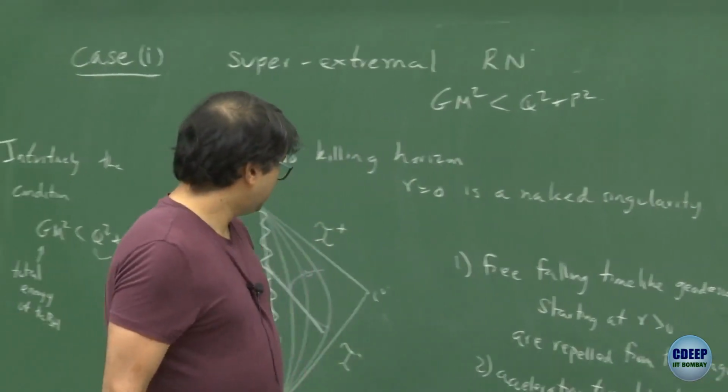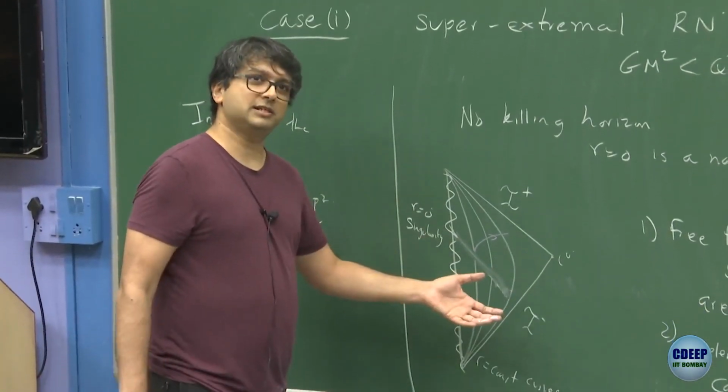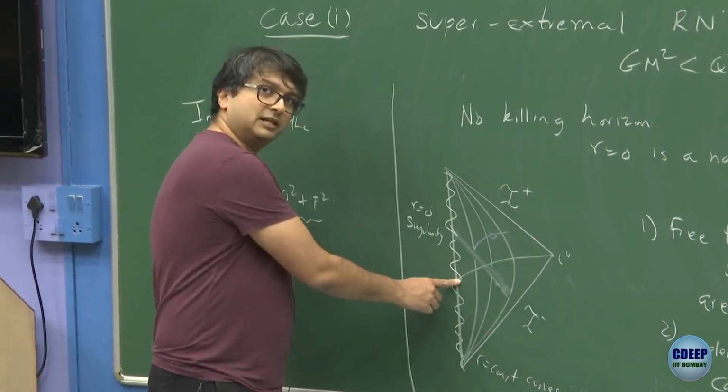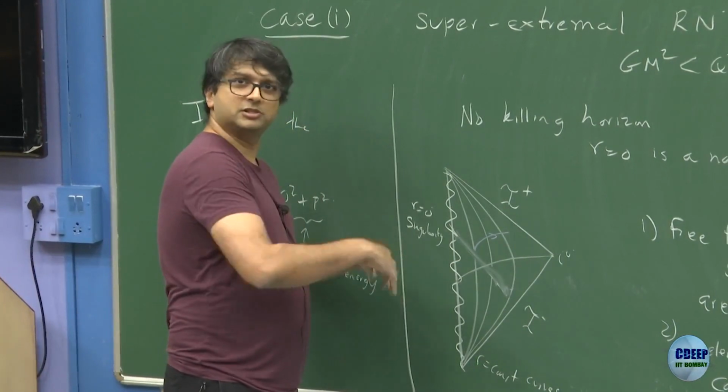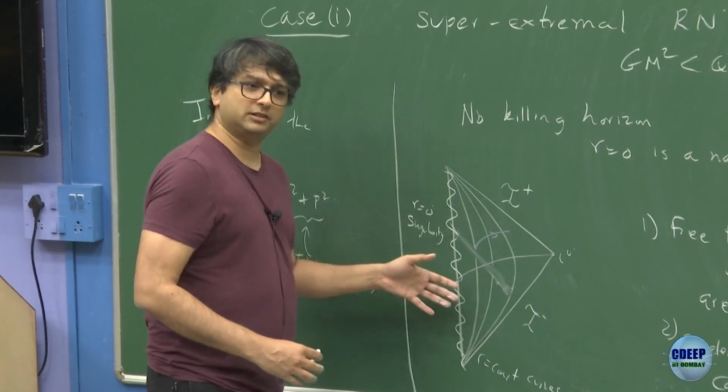Okay, the other thing is that this space-time has no Cauchy slices, because any Cauchy slice that you try to draw will end on the singularity at which your initial conditions are completely undetermined. You don't even know how to treat the initial conditions at the singularity.